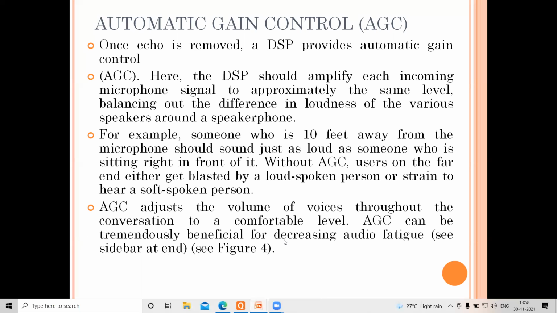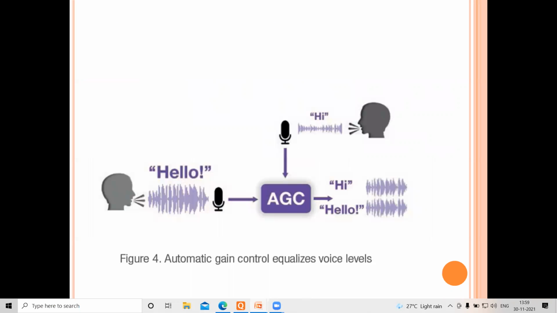AGC can be tremendously beneficial for decreasing volume and audio fatigue. What happens is it irritates. If somebody is speaking very loudly and it's being passed on, it might irritate. Therefore, your automatic gain control will play a very important role in reducing this. This is an example where somebody is far away, and the other one is here. If you have AGC, the conversation between these two people will be comfortable.